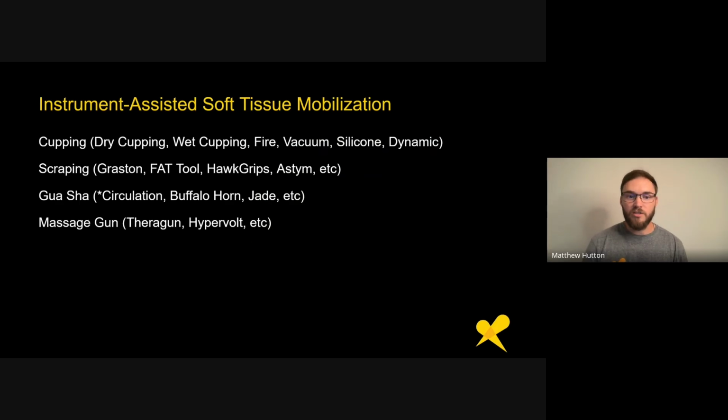And so gua sha is scraping, but the intention here is actually circulation. And so we're trying to create these differences in the skin where you're seeing these red marks. The term is escaping me for whatever reason right now. It starts with an E. Anybody know it off the top of your head? When you create these little micro bruises.